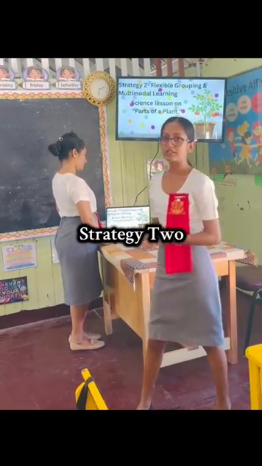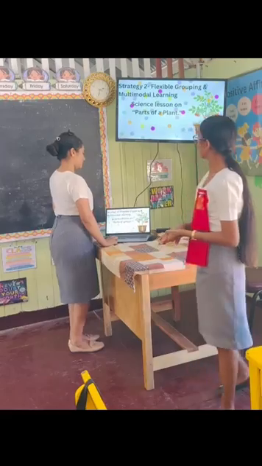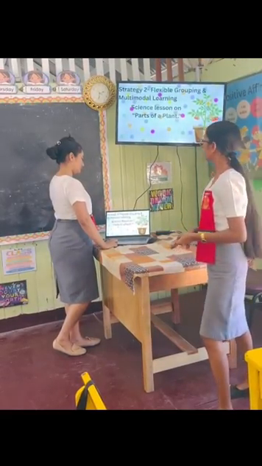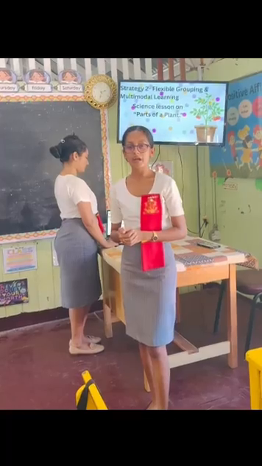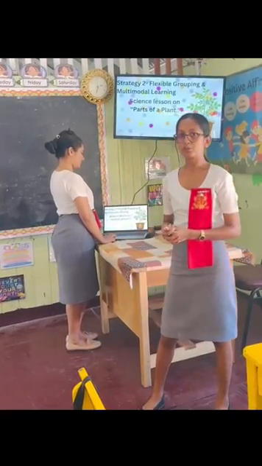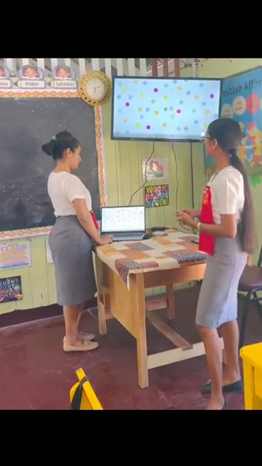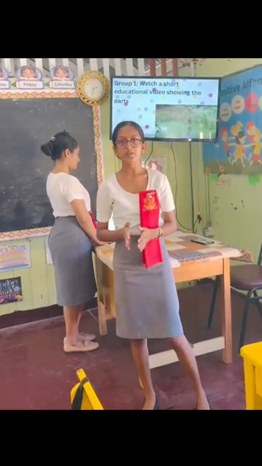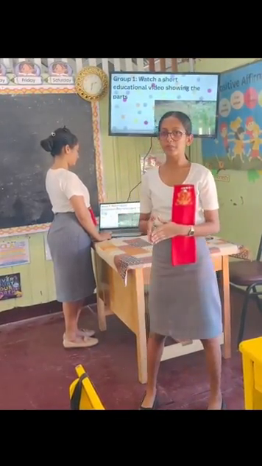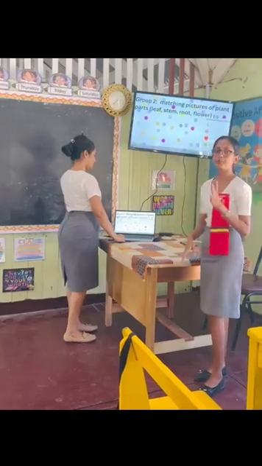My next strategy is flexible grouping and multi-mode learning. We are using a science lesson, parts of a plant. My group 1, which is my slow learners, they will watch a short educational video on the parts of a plant. Good.